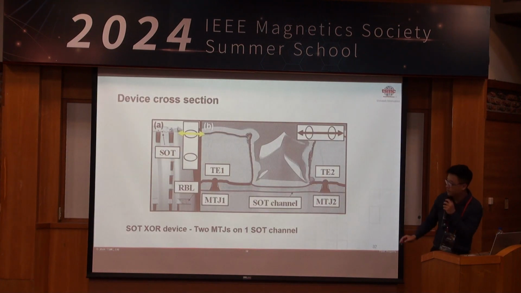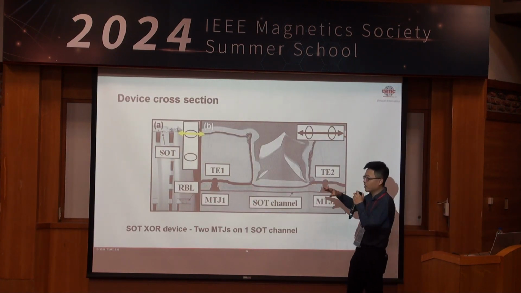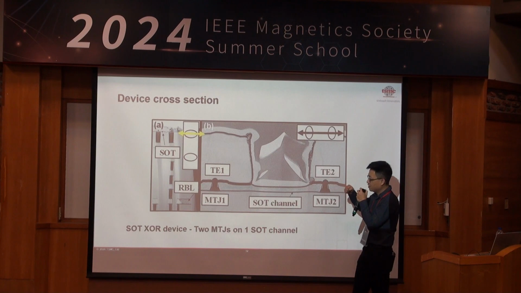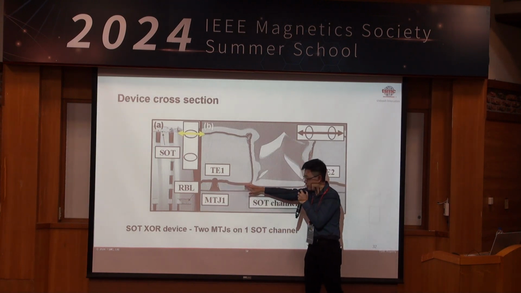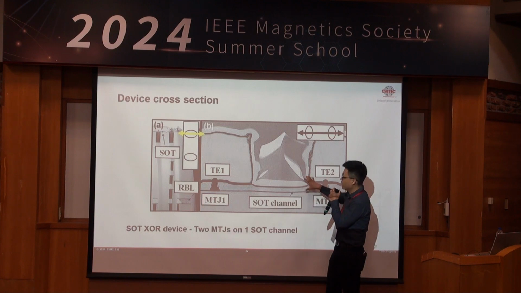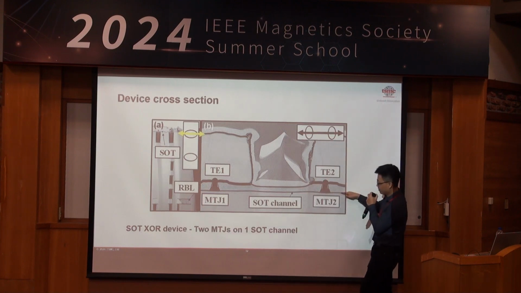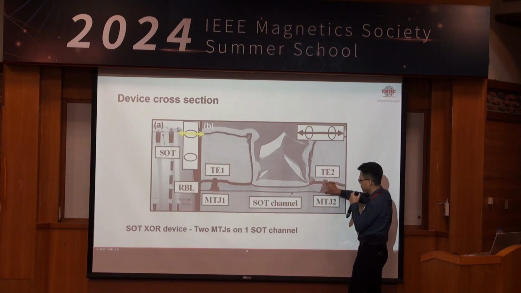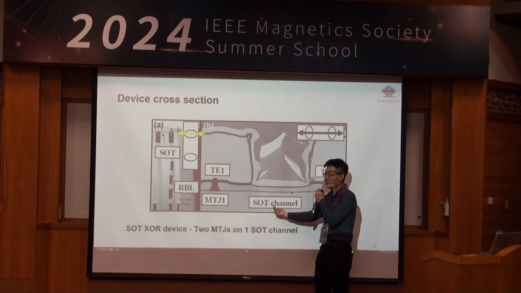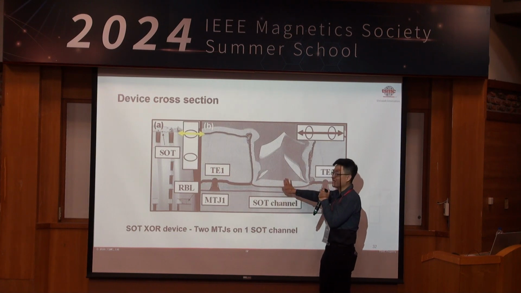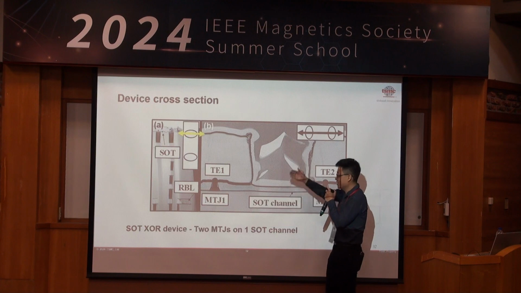Okay. And because now we don't have a good shrinkage process yet, we can put two MTJs far from each other, which allows us to have a high yield. So we fabricate this in E3. This black line is the SOT channel, and we put two MTJs on each side. And the middle terminal is on the other side. So in this cross-section, we didn't see it.